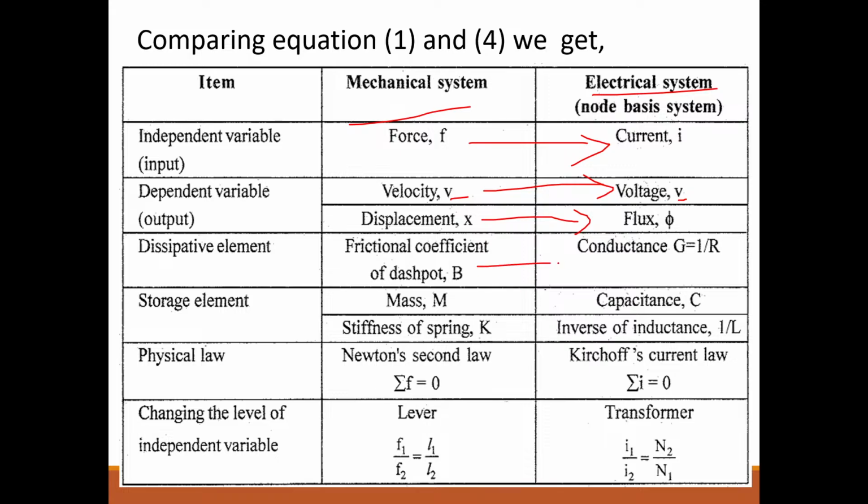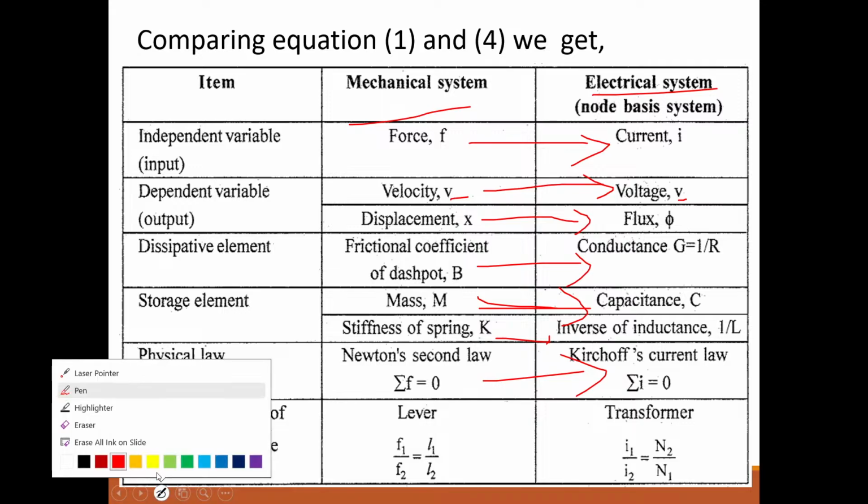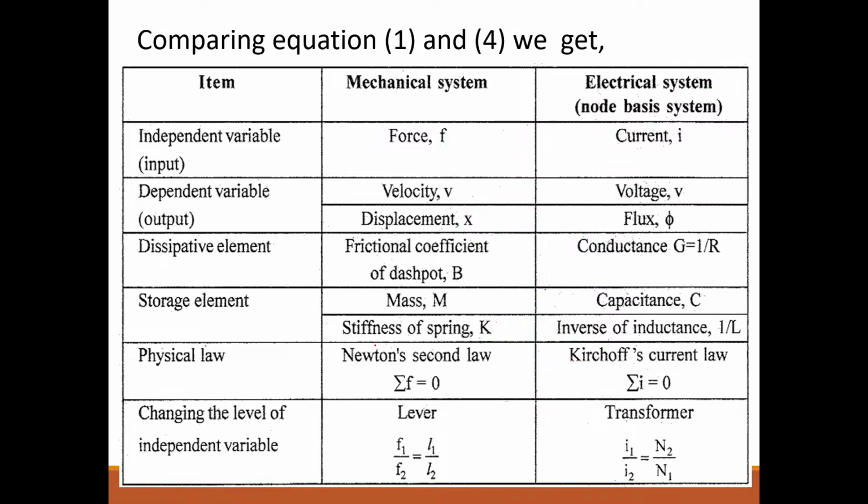So B is analogous to 1 by R, and mass is analogous to capacitance C. K is analogous to 1 by L. And Newton's second law is analogous to Kirchhoff's current law, KCL. So this is it. You can copy it down from here to here.